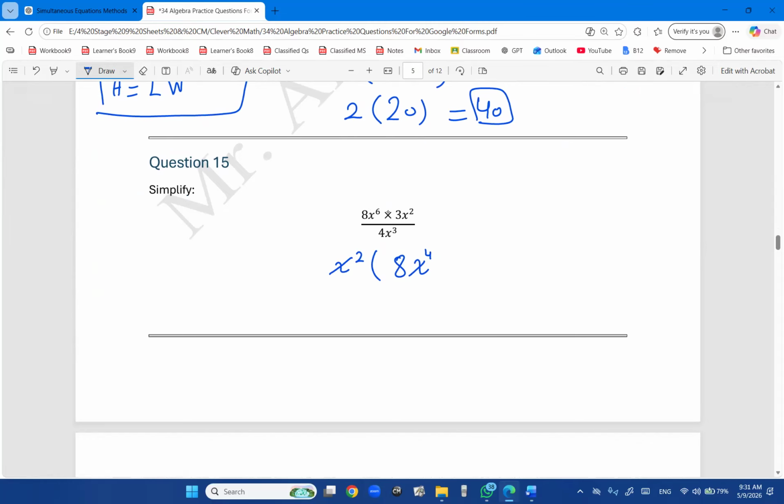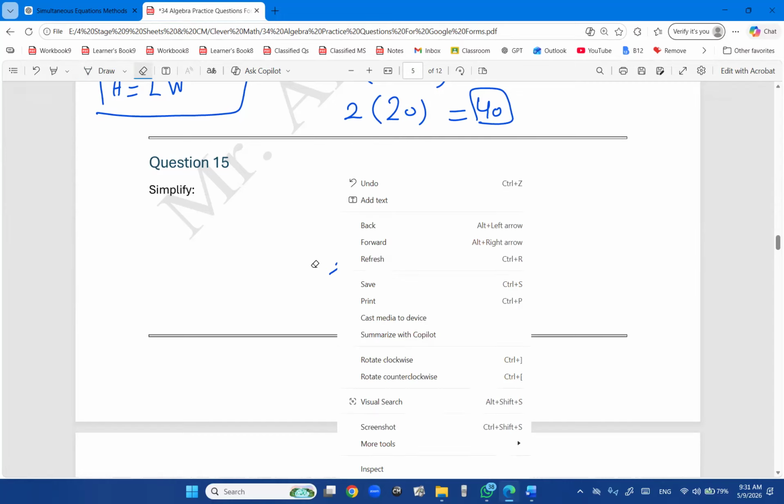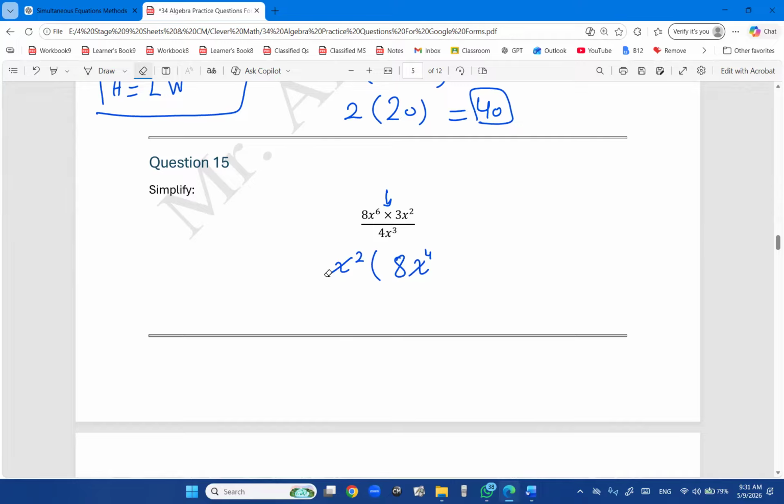All right, I'm sorry, guys. This is multiplication, not addition and subtraction. So just a second, let me erase this.